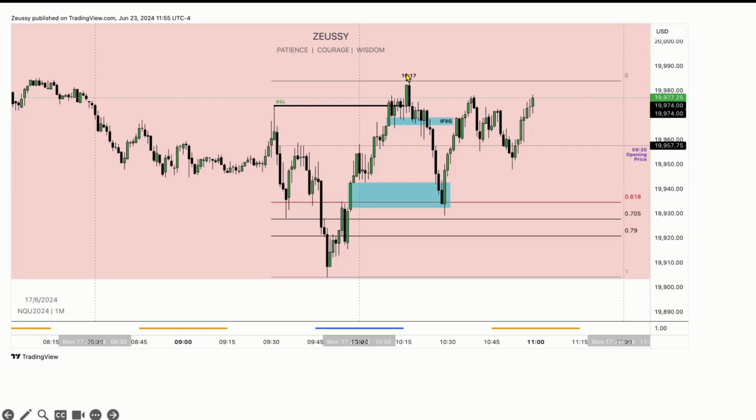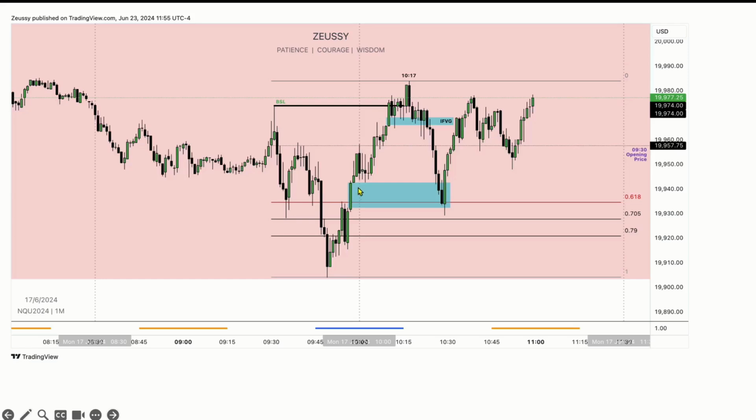What did I wait for? I waited for this high right here to get taken out. Why is this high significant to me? This high is significant to me because it is the high that formed after 9:30. Right now we're trading between 10 to 10:30, so my eye is immediately always drawn to the high that formed between 9:30 to 10, the previous 30-minute cycle high.